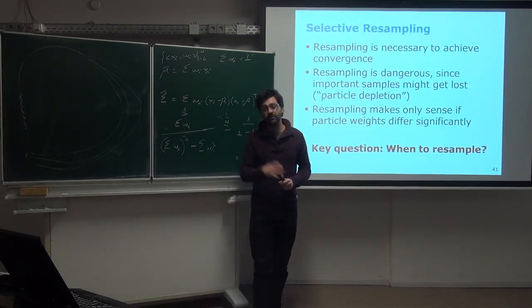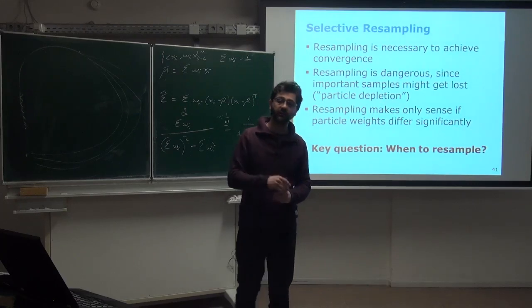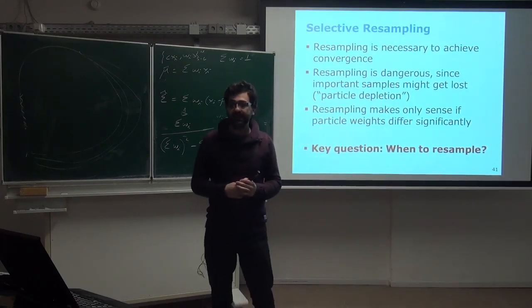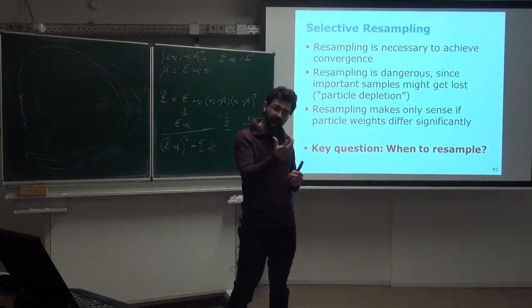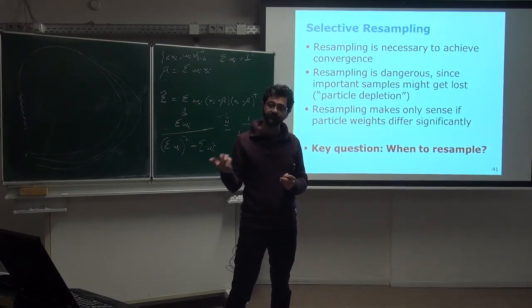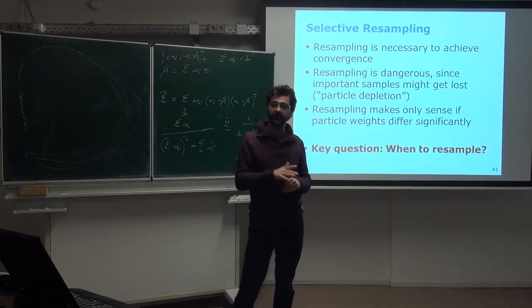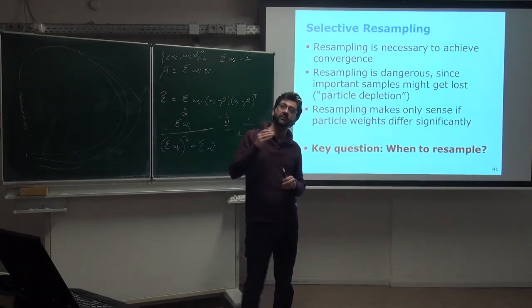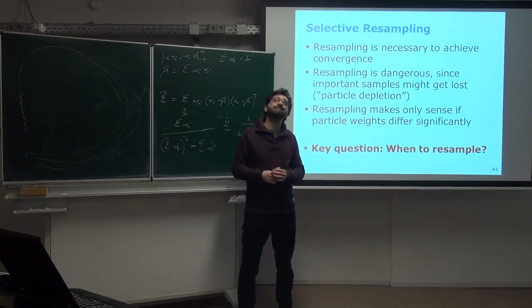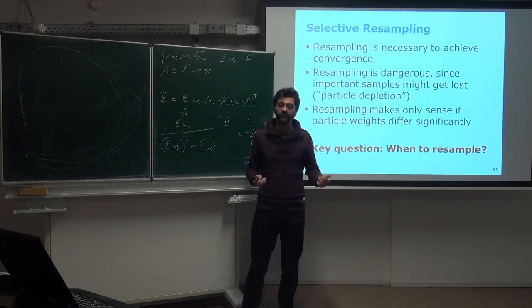So to reduce the number of resampling steps, there is another technique which is called selective resampling. The idea is that we need to resample to achieve convergence, but we only resample when it's actually needed. How can we say, okay, now we need to resample, because on one side we are converging, and on the other side we are not losing diversity any longer, okay?